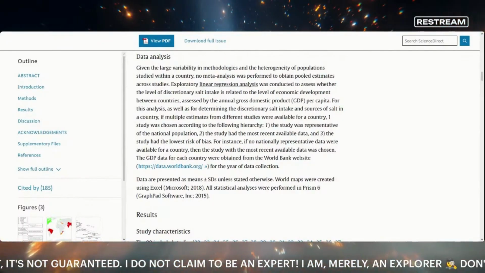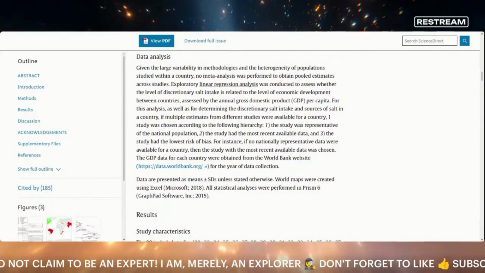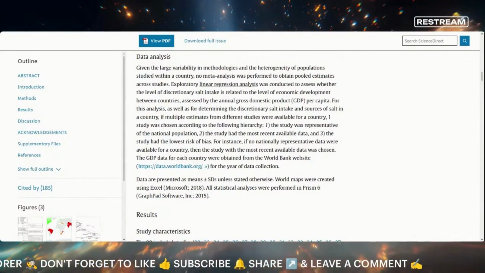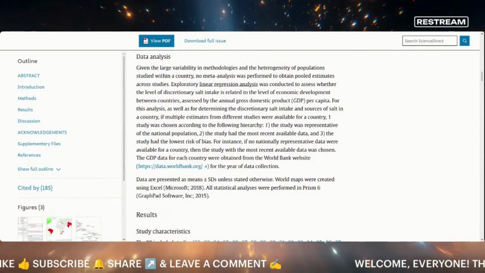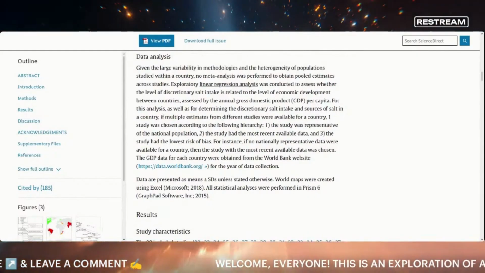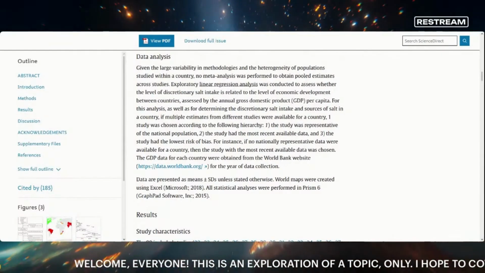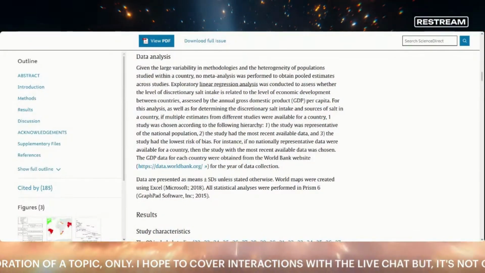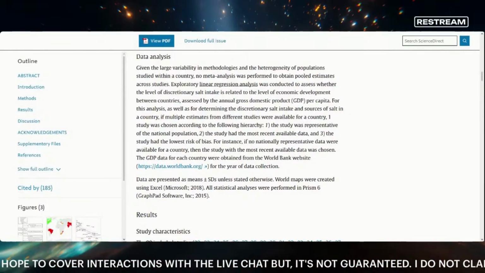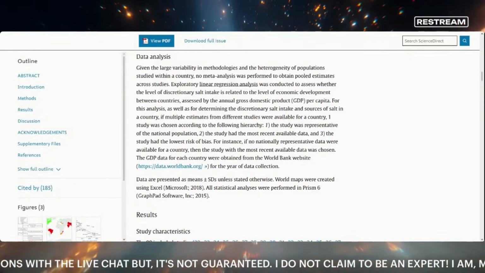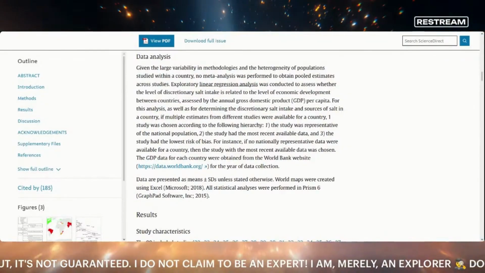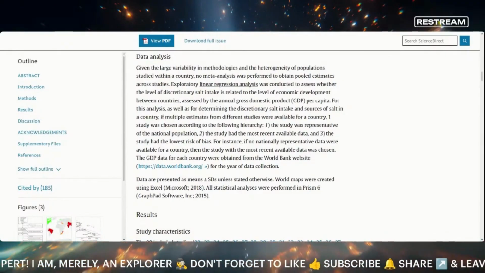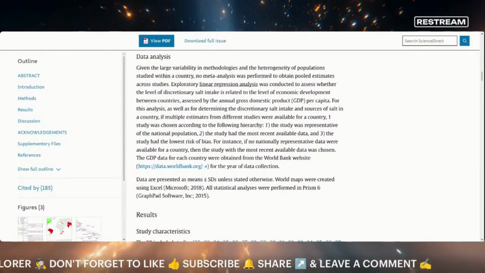For this analysis, as well as for determining the discretionary salt intake and sources of salt in a country, if multiple estimates from different studies were available for a country, one study was chosen according to the following hierarchy. 1. The study was representative of the national population. 2. The study had the most recent available data. And 3. The study had the lowest risk of bias. For instance, if no nationally representative data were available for a country, then the study with the most recent available data was chosen. The GDP data for each country were obtained from the World Bank website.